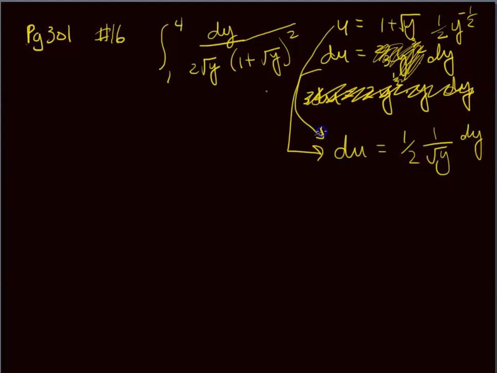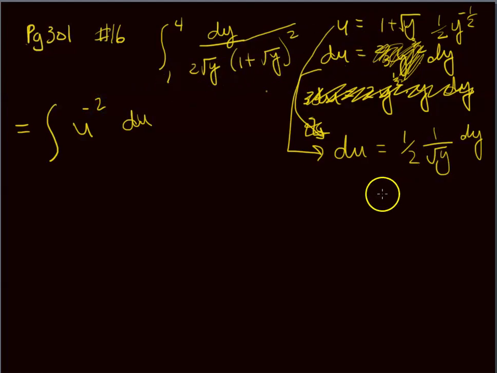So we didn't need this extra stuff. That's for a different problem. So u is this. So let's do our work here. Integral. So the dy and this 1 over 2 square root is just du. So I'm going to write the du. Our u is this 1 plus square root of y, but it's in the denominator, so it's really u to the negative 2. That'll make things a little bit easier.